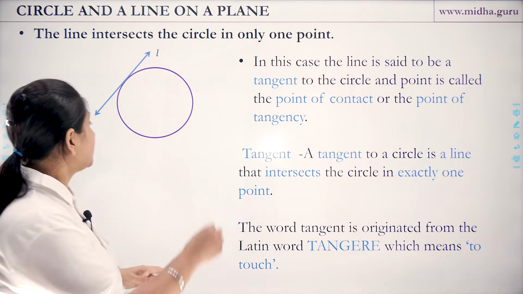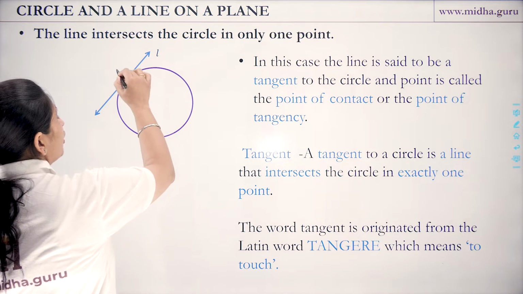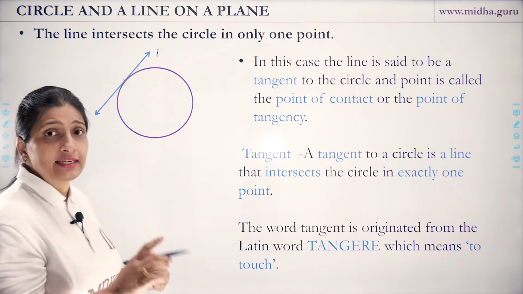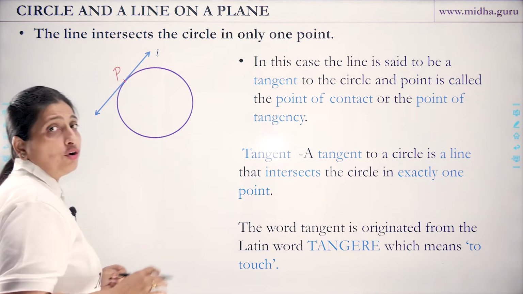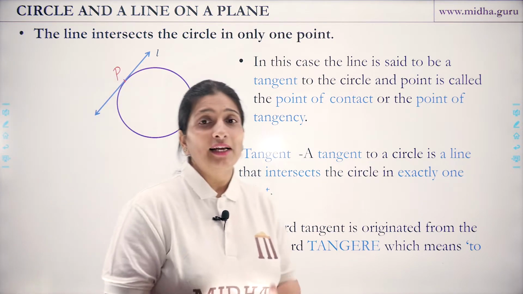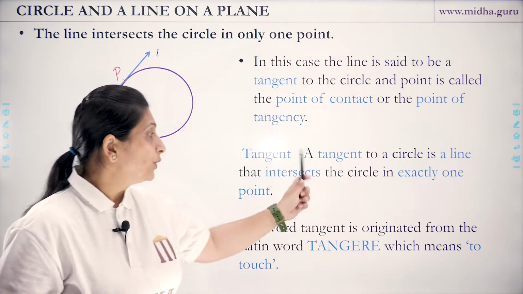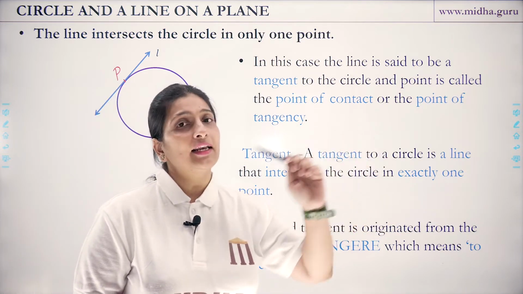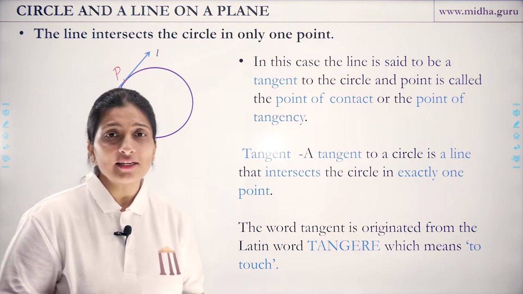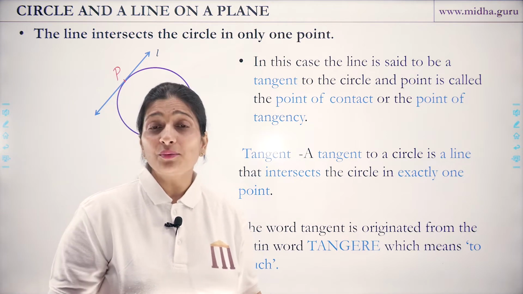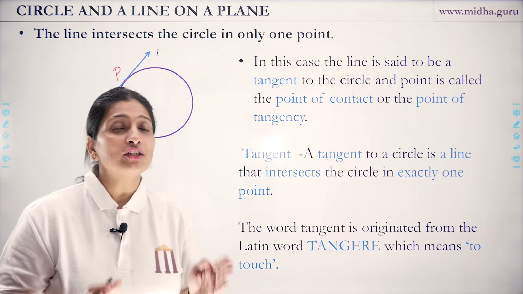This is the tangent, and the point at which it is intersecting the circle is called point of contact or point of tangency. So a tangent can be defined as a line which intersects the circle at exactly 1 point, and the word tangent is originated from the Latin word tangere, which means to touch.